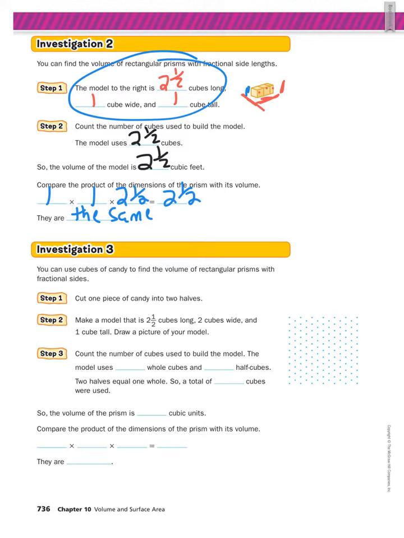Now, investigation 3 is where the fun begins. And if you aren't good at drawing 3-dimensional figures, then you're probably going to cry in this one. All right, but for real, don't stress out over your drawing abilities. So this says you can use cubes of candy to find the volume of rectangular prisms with fractional sides.